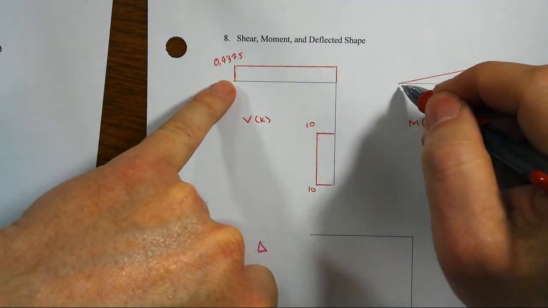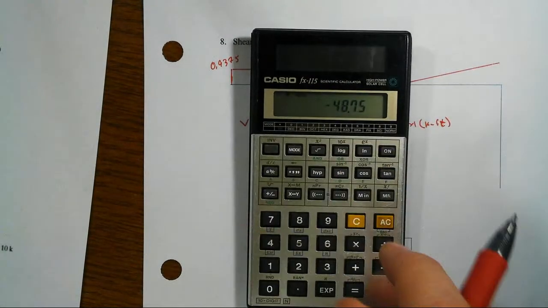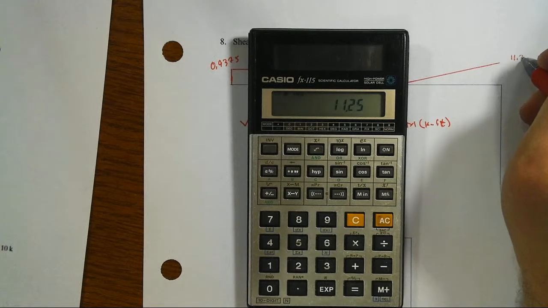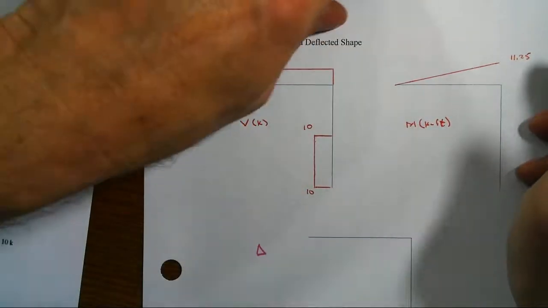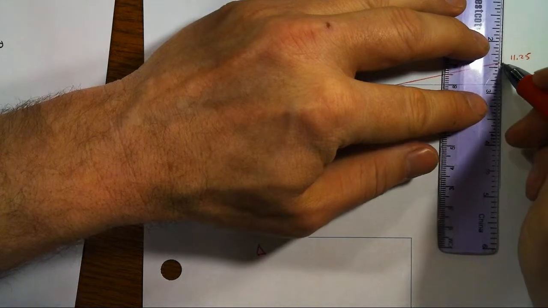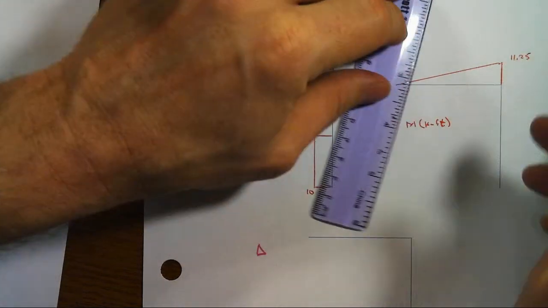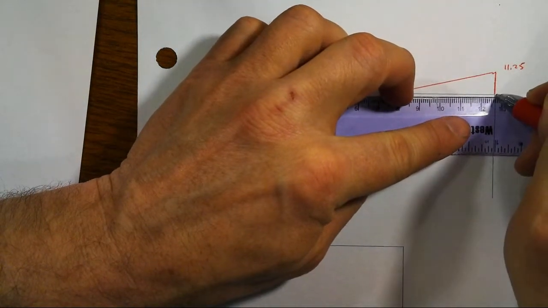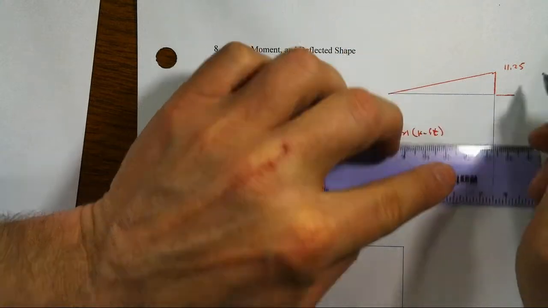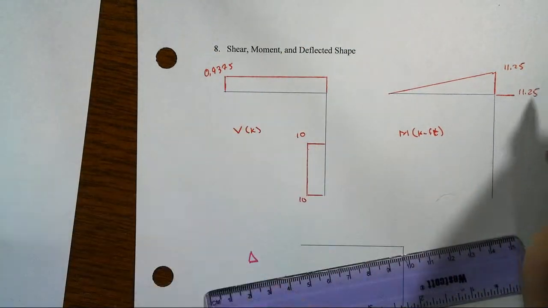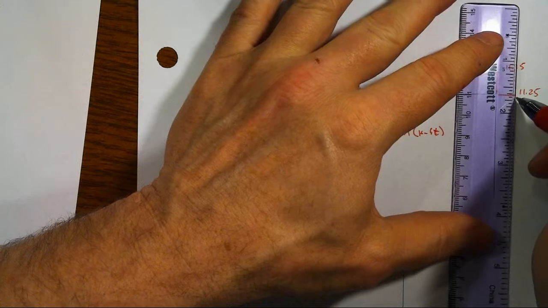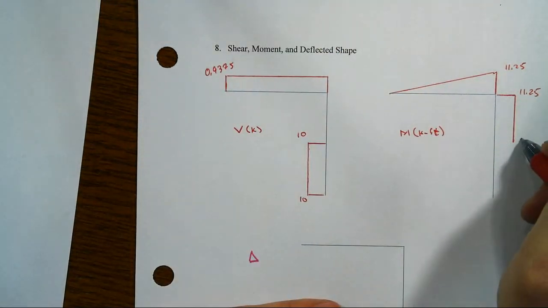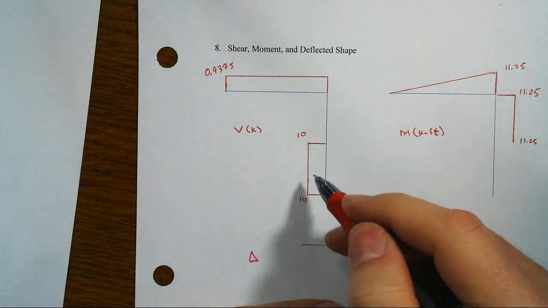Starts off at 0. We have a positive slope of 0.9375. 0.9375 times 12 is 11.25 right there. Okay, and we turn the corner and we're going to have 11.25 here. The shear is 0, so that is constant down to the mid height, still at 11.25, and then we get this decrease going on here.